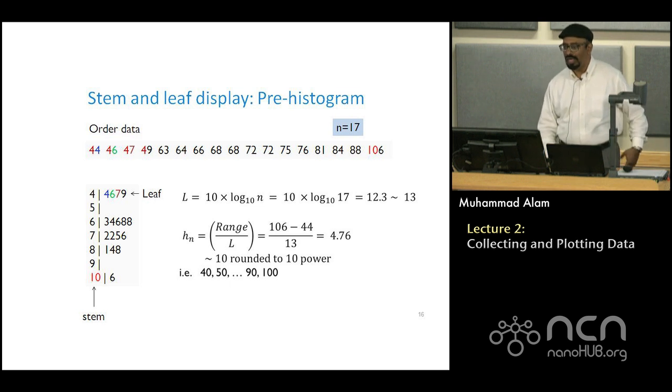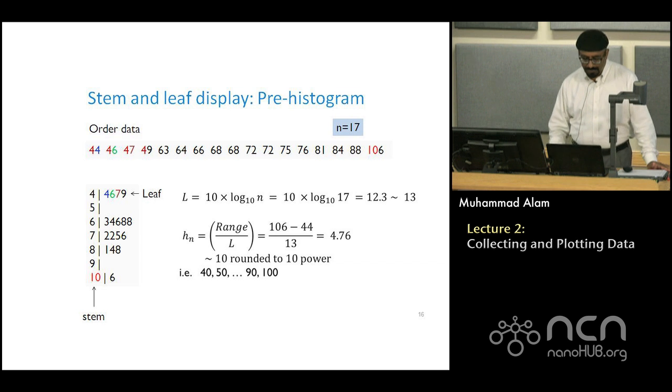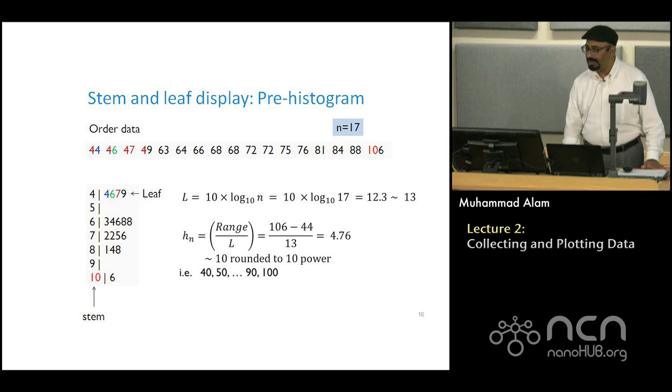So therefore, we have to do something that is called a stem and leaf display. Again, this is in all software. If you look at it, all software has this stem and leaf display. So how does it work? Assume that you have a bunch of data starting from 44 to 106. There are 17 data points.